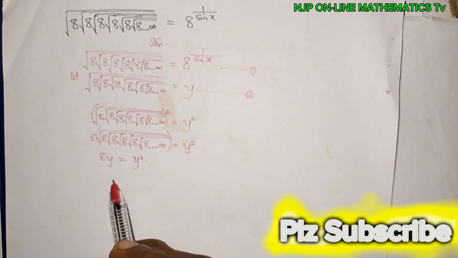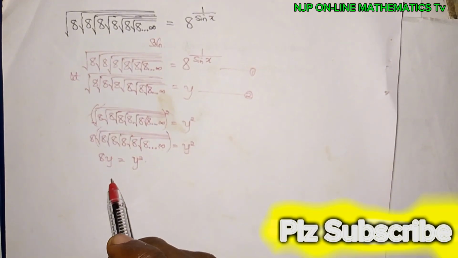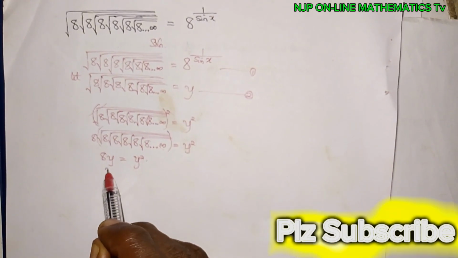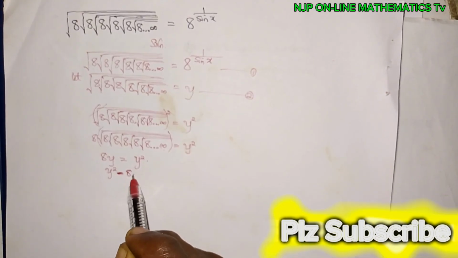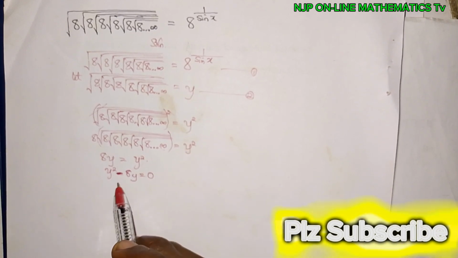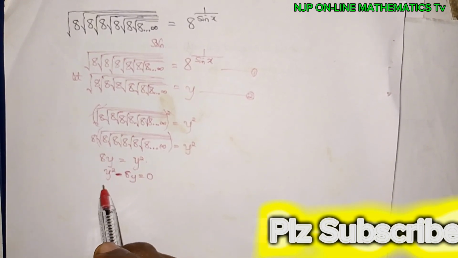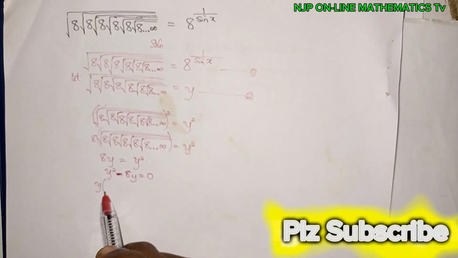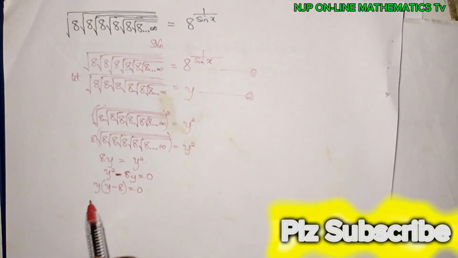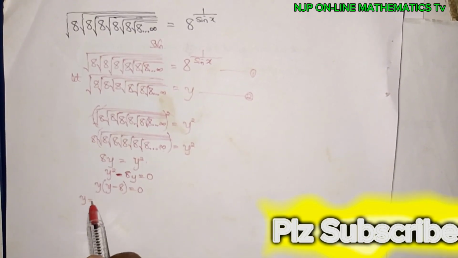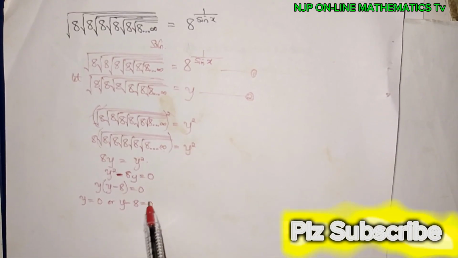Therefore, from here we now have a quadratic equation, and if we arrange this in the order of its power, we have y square minus 8y equals 0. We see that y is common on the left hand side, so we have y multiplying y minus 8 equals 0. Therefore, either y equals 0 or y minus 8 equals 0.